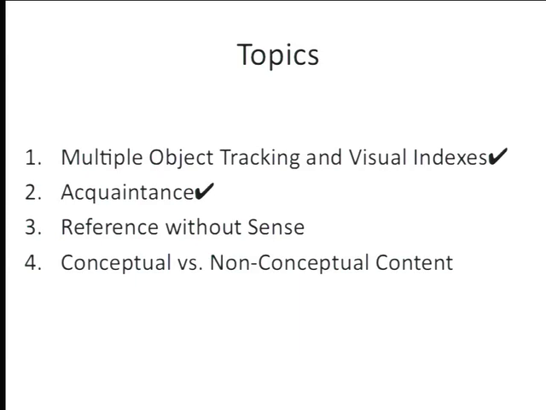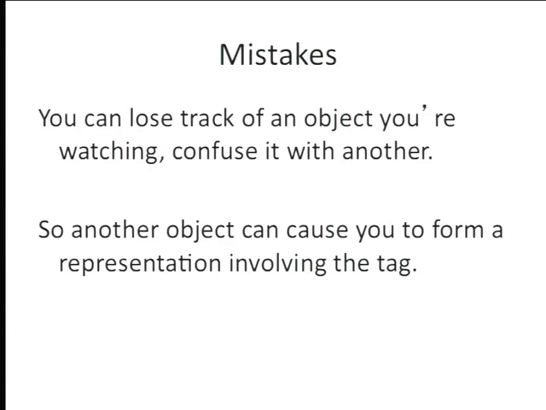One thing you can ask is, when you're thinking of tagging an object, just keeping tabs on an object, you can make sense of the notion of a mistake. That's something that keeping tabs on an object is not at the level of knowing a proposition. If after class I'm tracking someone, you might get muddled up, there might be a substitution of one person for another in the course of the tracking. So another object might cause you to form a representation involving the tag. Even though this isn't a matter of knowing propositions, you can make sense of going right or wrong here, succeeding in keeping track or failing in keeping track.